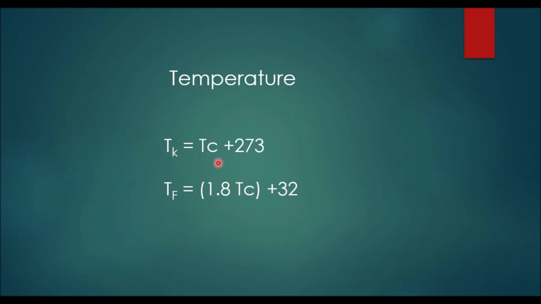A Celsius temperature can be converted to a Kelvin temperature by using this equation. A Celsius temperature is converted to its corresponding Fahrenheit temperature by using this equation.